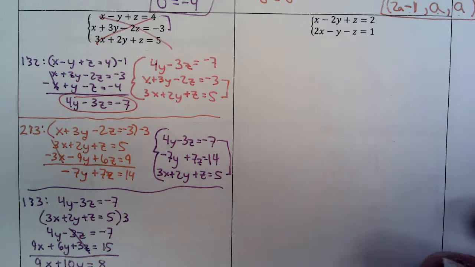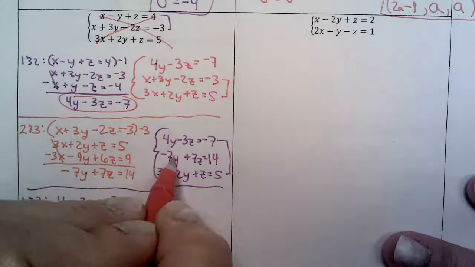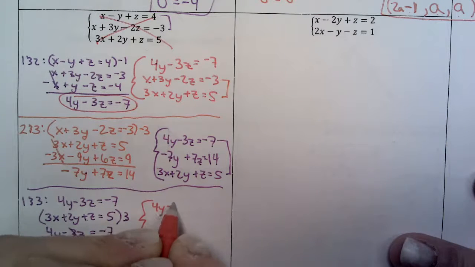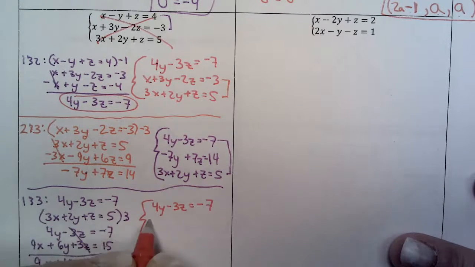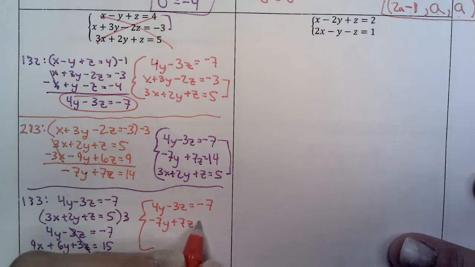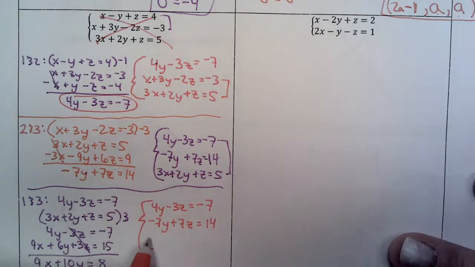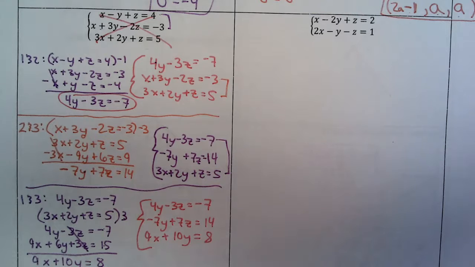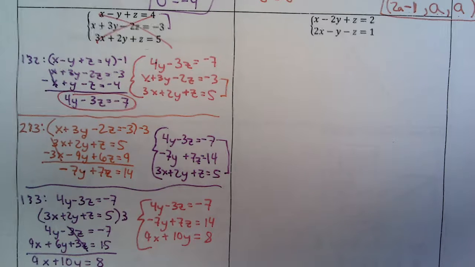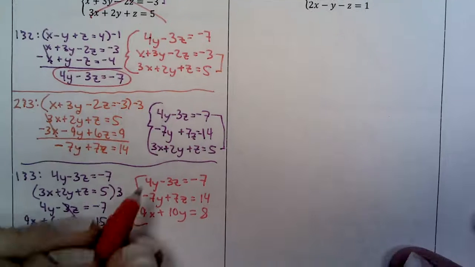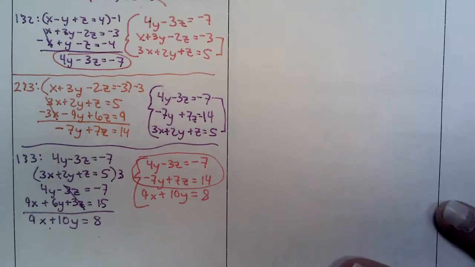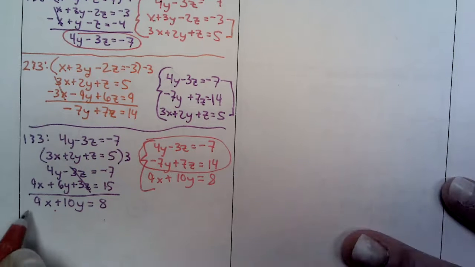Okay, so now I'm going to rewrite my system again. These two are going to stay the same, and I'm going to replace my third one this time. So 4y minus 3z equals -7. -7y plus 7z equals 14. And I'm going to replace this with 9x plus 10y equals 8. Okay, so now looking at these, I need to see which two I can combine to get an answer for an x, y, or z. If I combine these two, I can get rid of either the y or the z, and I can solve for one of those. So I'm going to do that next.